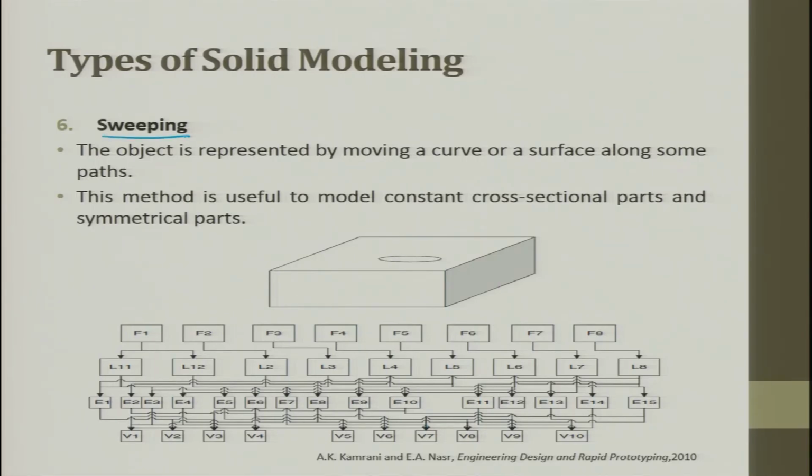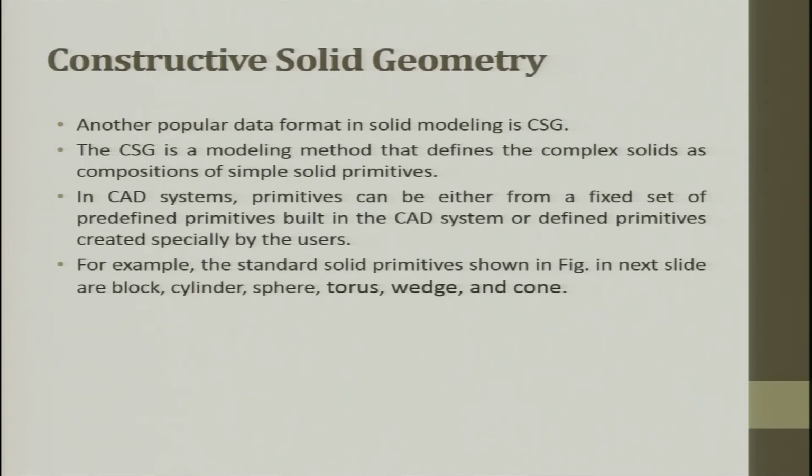Sweeping, which we have already seen, can be used in making a solid model. The object is represented by moving a curve or a surface along some path. The method is useful to model constant cross-section paths and symmetrical paths. So, you can see here how the edges are formed. You can see vertices, vertices to edge, edge to line, line to face. This is the last way of representing a solid model. So, all these 6 methods are used to represent a solid.